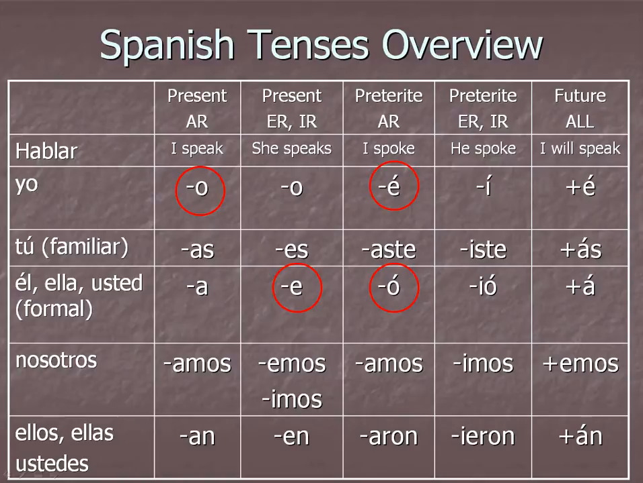A lot of times when you're speaking and when you're writing, the pronoun is left out because it's implied. So the accent is a huge difference. It's the difference of saying hablo, which means I speak, or habló, which means he, she, or you spoke. It's also a good idea to print these for studying purposes.